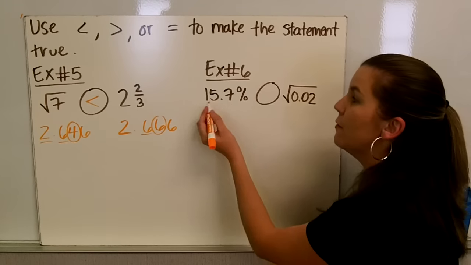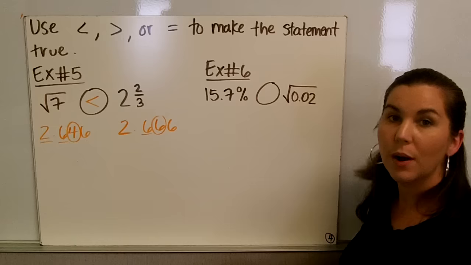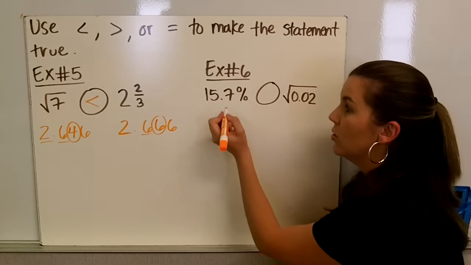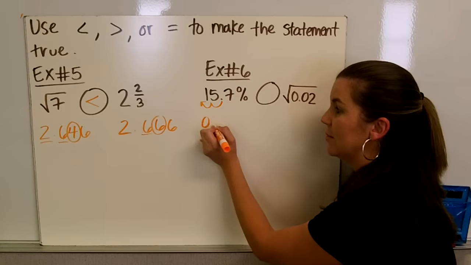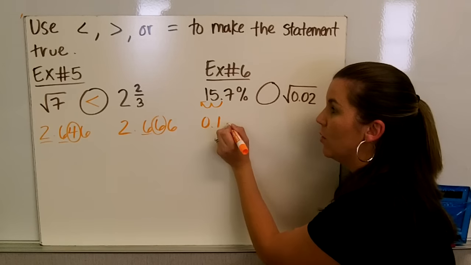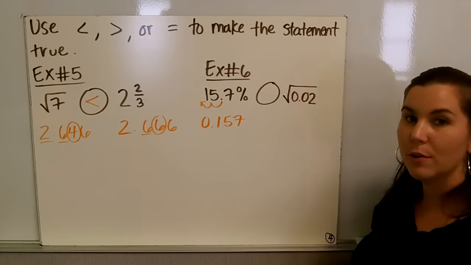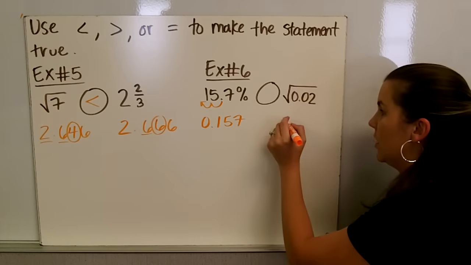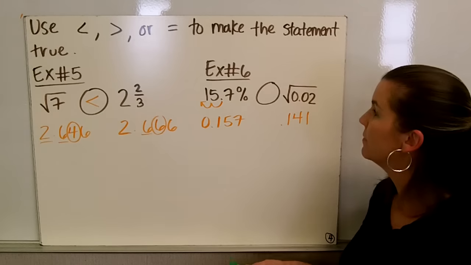Example number 6. 15.7% compared to the square root of 2/100. In order to change a percentage to a decimal, you simply move the decimal 2 places to the left. So as a decimal, this would be 0.157. The square root of 2/100 you can type into your calculator, and you get 0.141, and I round it.